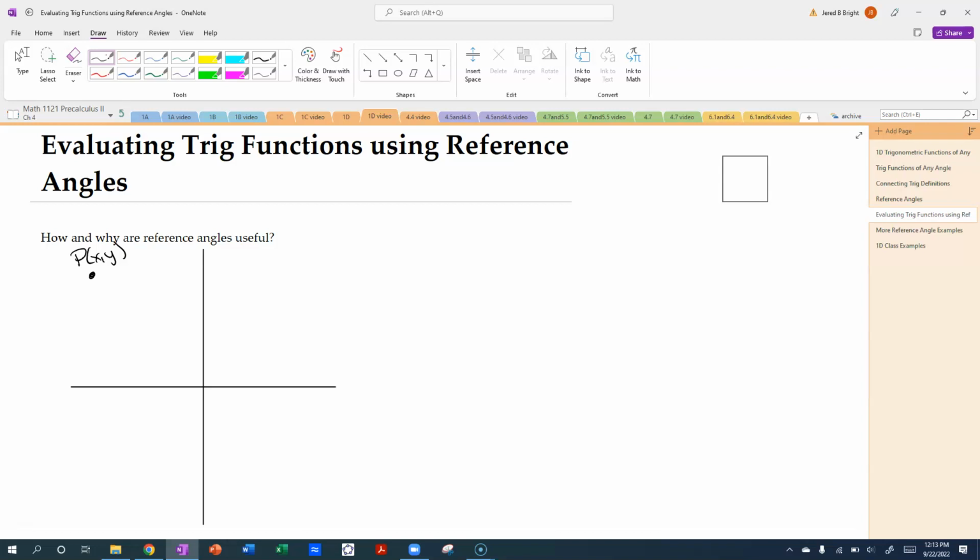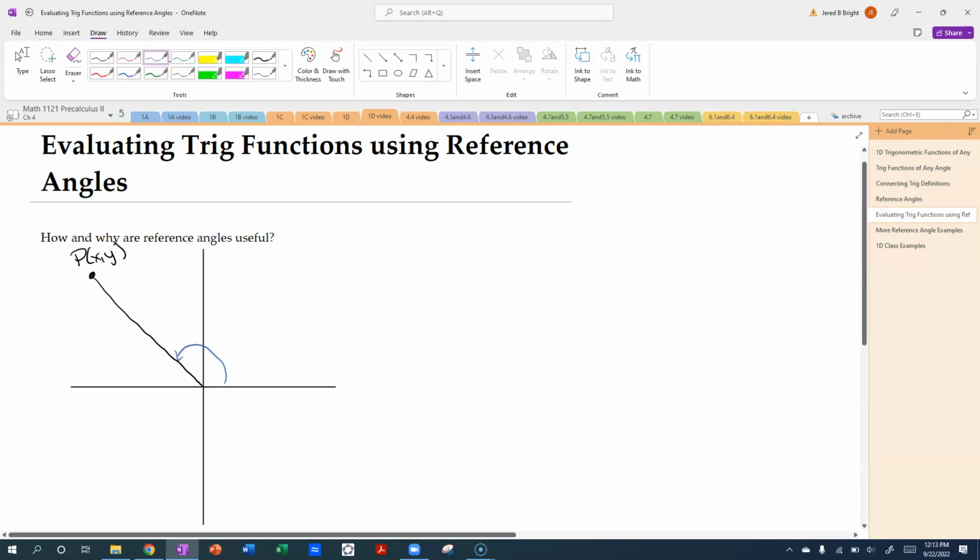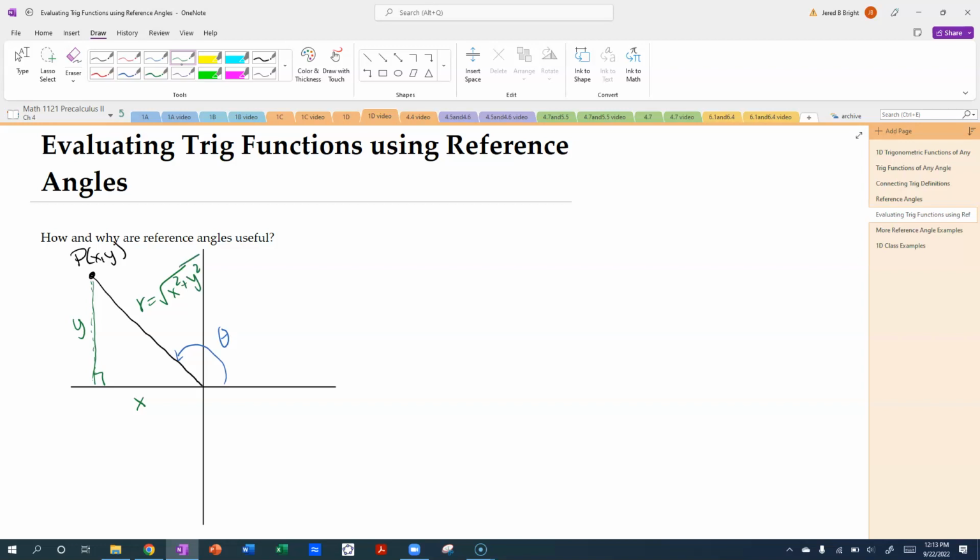When we talk about this point, we could form an angle and say point P is on the terminal side of angle theta. That's just fine. Now, if we need to talk about the trig functions corresponding to this point, then what we said before is we need to drop an altitude and we can see a right triangle forming. We'd have a side length x going horizontally, y going vertically, and the hypotenuse would be r equals the square root of x squared plus y squared by the Pythagorean theorem.